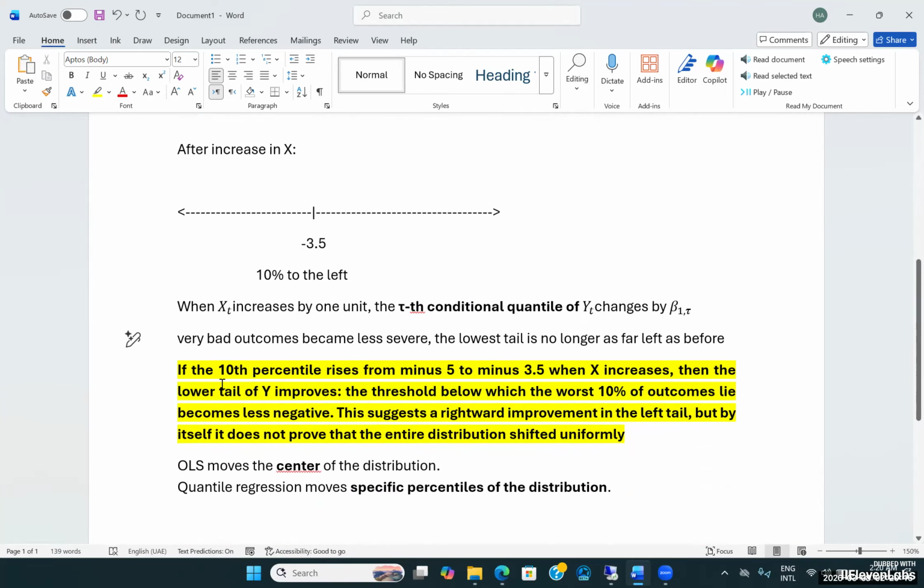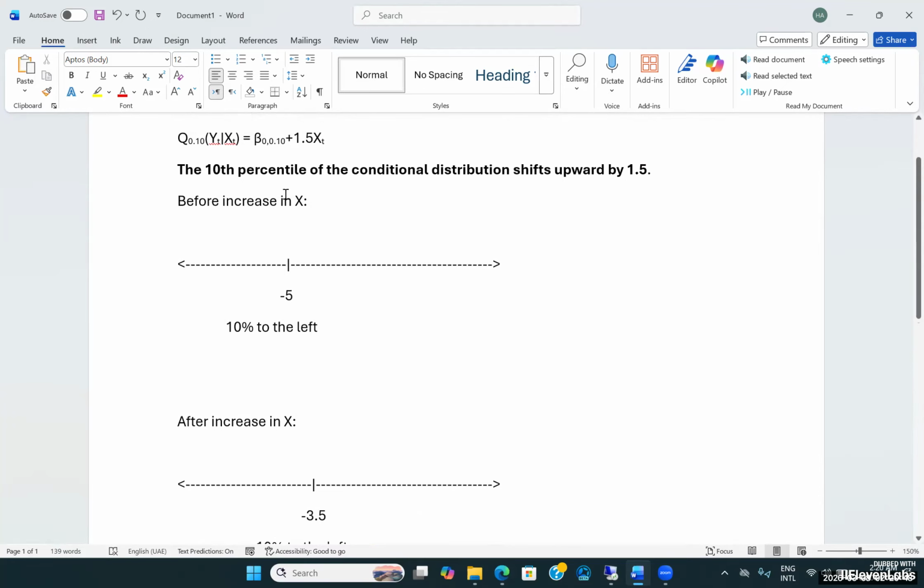To put it another way, if the value at the 10th percentile of the distribution rises from -5 to -3.5 when the variable x increases, then we can conclude that the lower tail of the distribution for y shows a clear improvement. The threshold below which the worst 10% of outcomes lie becomes less negative. This observation suggests a noticeable rightward improvement within the left tail of the data. However, by itself, this does not definitively prove that the entire distribution has been shifted in a uniform manner. So what we are doing here is specifically focusing our analysis on a certain segment of the y distribution.